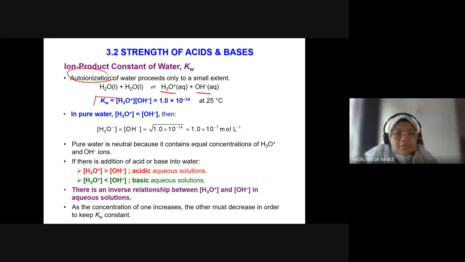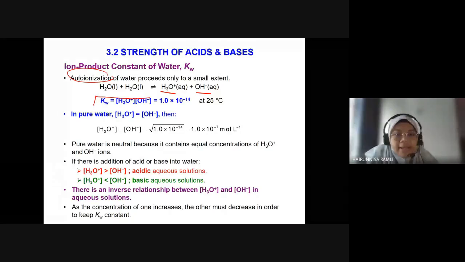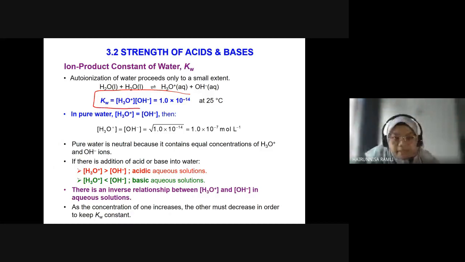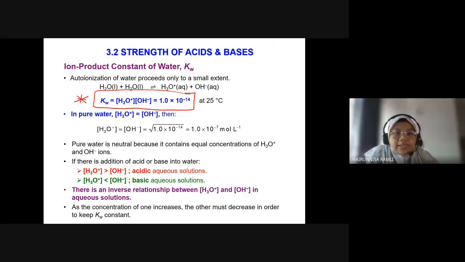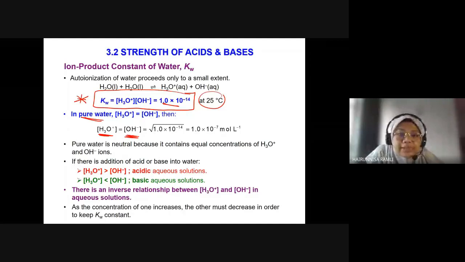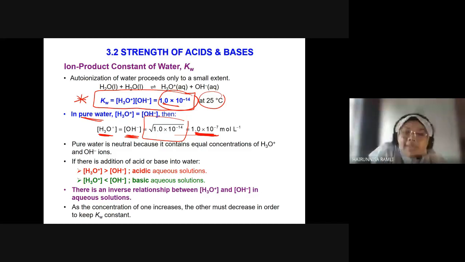So since we know the KW, the equation is like this: KW equals H3O plus multiplied by OH minus. This is the value at 25 degrees; at another temperature the value will be different. In pure water, the concentration of H3O plus is equal to that of OH minus, because you said the pH is 7, neutral. When neutral, there is no excess acid or base, so the values are the same. Since KW is 1 times 10 to the power of negative 14, you can just take the square root. Then you get the respective concentrations of H3O plus and OH minus, which is 1 times 10 to the power of negative 7.